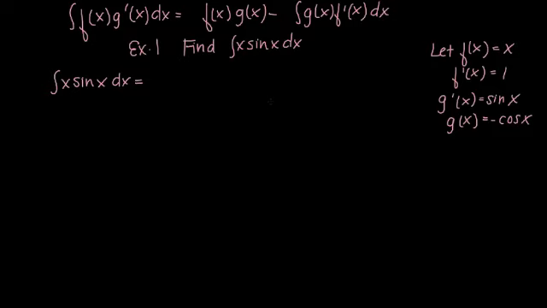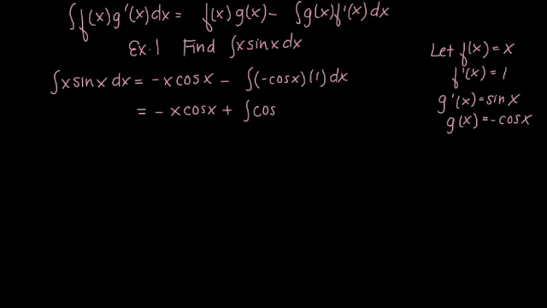Now substitute these back into the equation to get negative x cosine x minus the integral of negative cosine x times 1 dx. To simplify this further, you get negative x cosine x, and then pull out the negative to get plus the integral of cosine x dx. Now we solve the integral and get negative x cosine x plus sine x plus c.